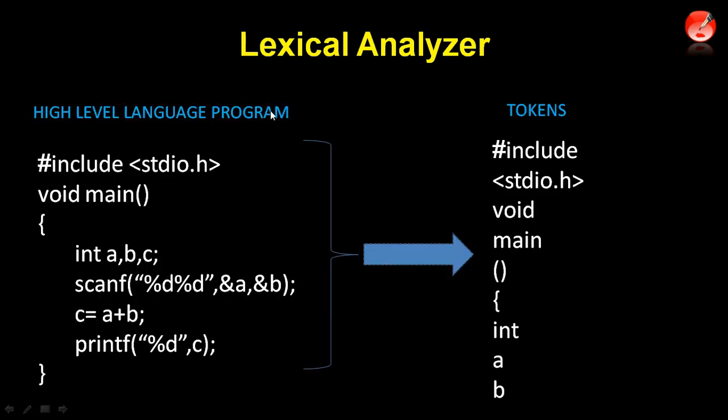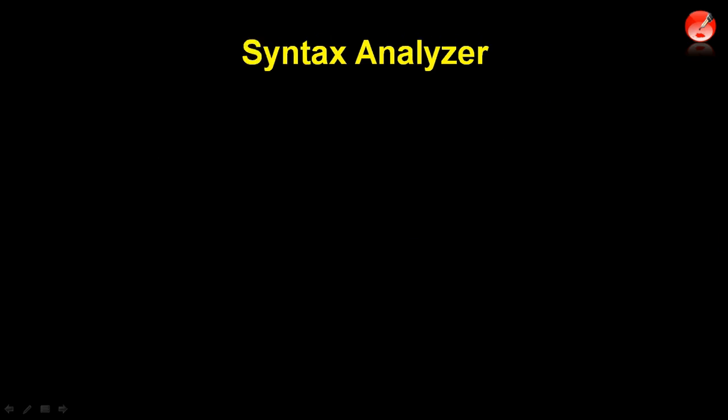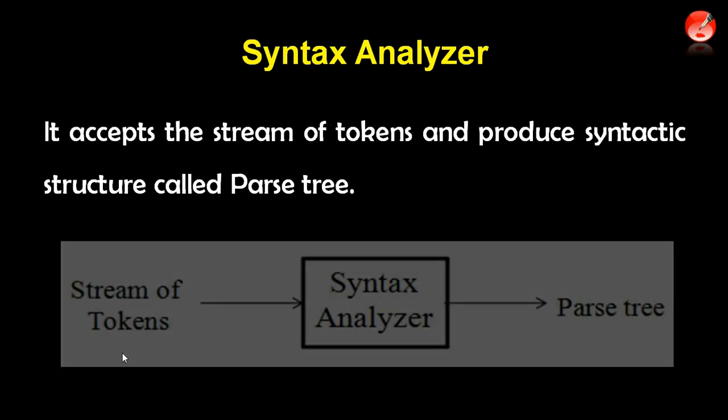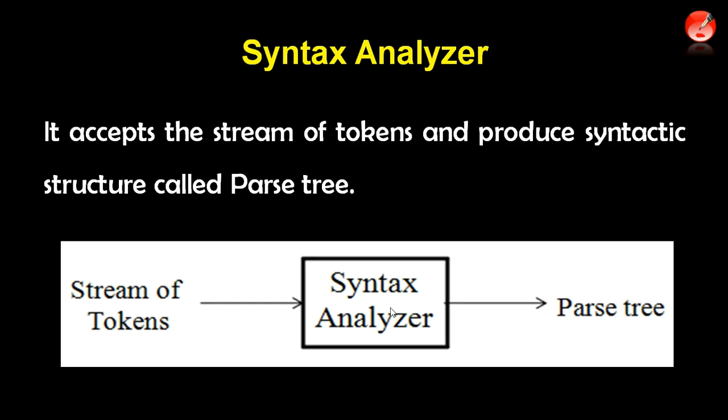This is the example for lexical analyzer process. So the lexical analyzer accepts this high-level language program and converts it into individual words. These tokens are sent as input to the next phase of the compiler. The next phase is syntax analyzer. So syntax analyzer accepts the tokens and produces the parse tree. The output of the lexical analyzer is sent to the syntax analyzer, which checks whether the tokens are valid or not. Once it is valid, then it creates the parse tree.